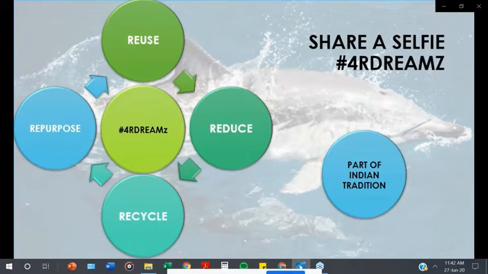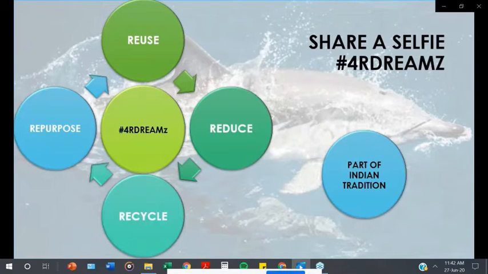Firstly, we want you to take up some environment-friendly practices and practice them over a month and share a selfie if you're able to do that for a month. We want you to reuse, reduce, recycle, and repurpose. This is not something very new I'm talking about. Essentially, I'm talking about resourcefulness that has been a part of our Indian tradition.